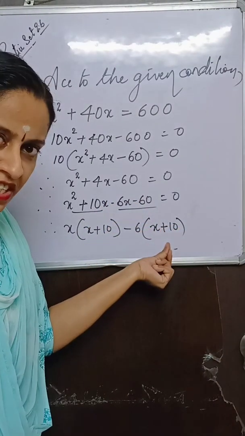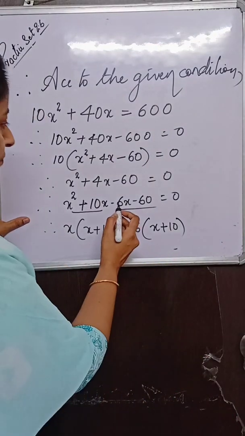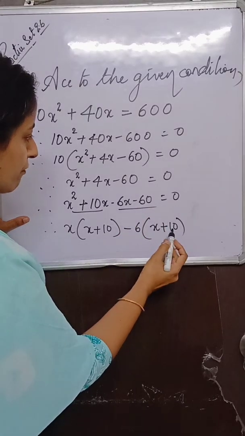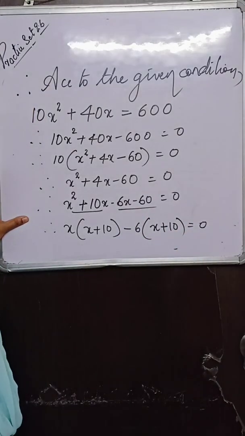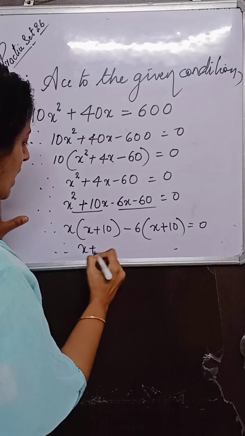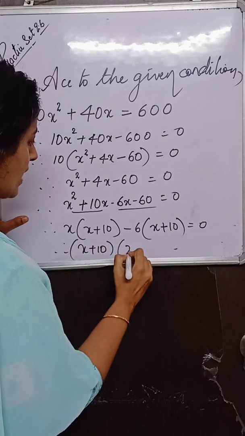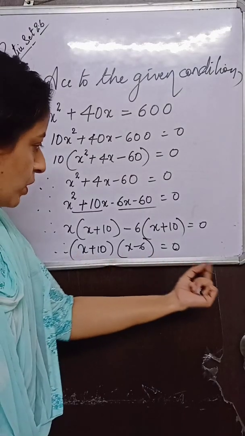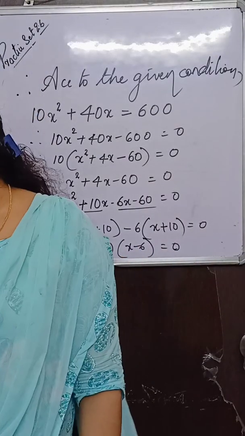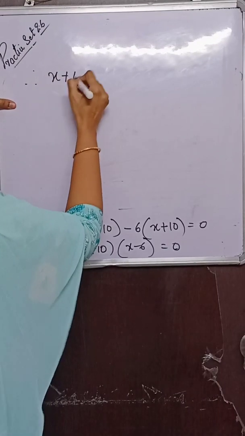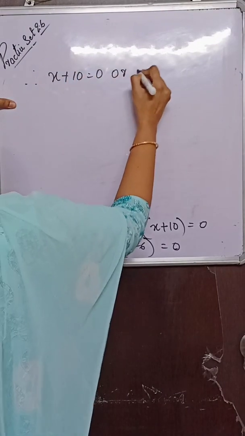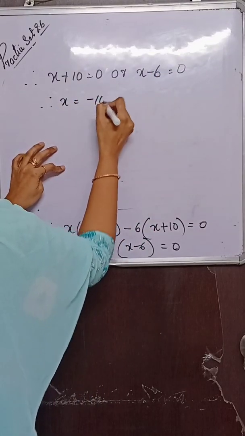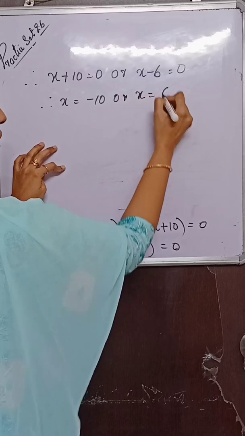So this sign changes. It will become plus. I took 6 common, so 6 taken outside. 60 divided by 6 will give me 10, is equal to 0. Therefore, x plus 10, x minus 6 equal to 0. x plus 10 equal to 0 or x minus 6 equal to 0, x is equal to minus 10 or x is equal to 6.